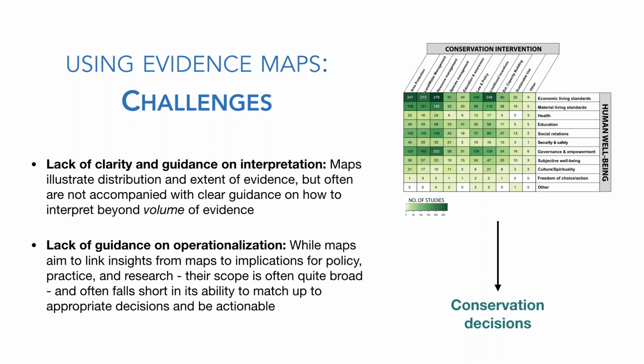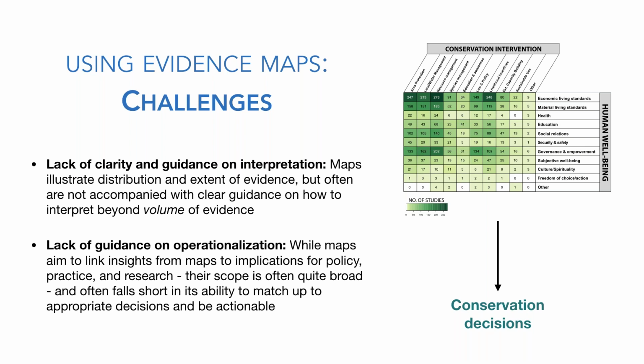In particular, we've often heard from evidence users that it's difficult to determine what to do when a map finds that there are significant evidence gaps. Does this mean that there's no information at all, or that the information that exists isn't reliable? What do we do when we find a lot of evidence? Does that mean this is a strong support for effectiveness? So there's just a lot of vagueness around what we do and how we interpret these.